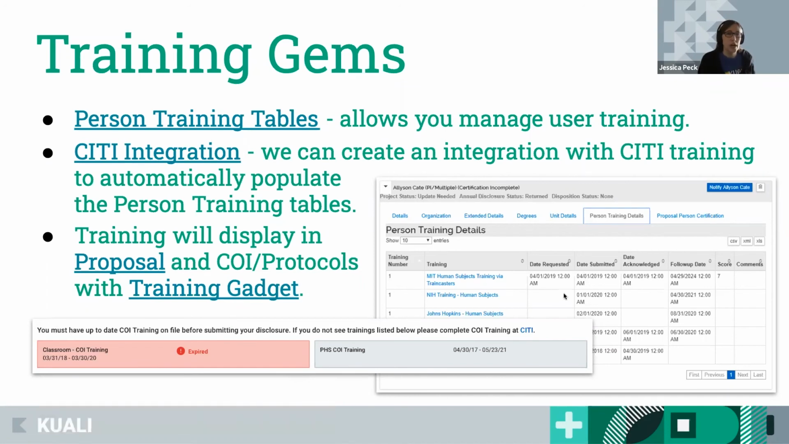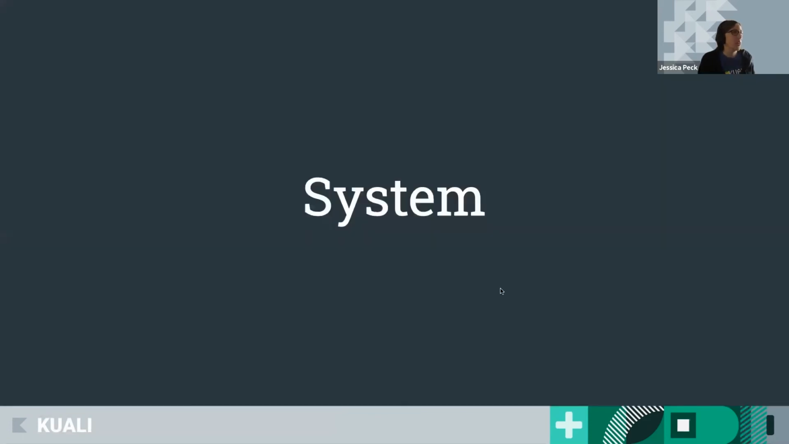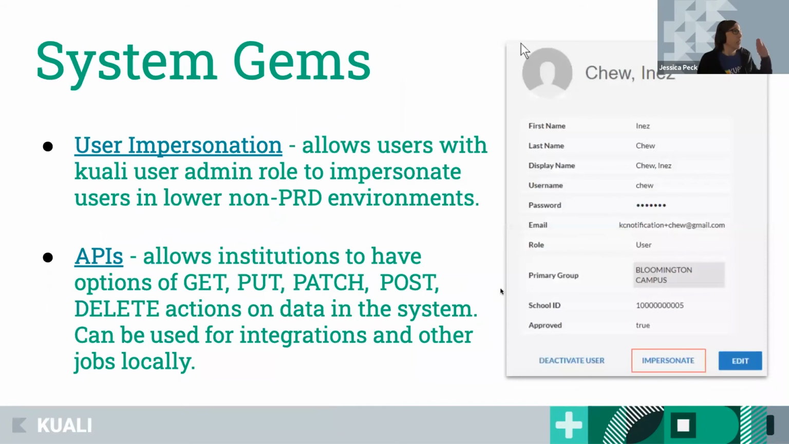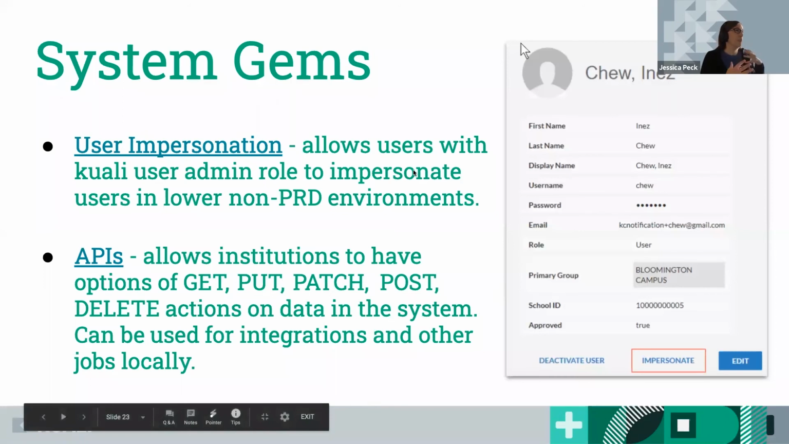All right, I know there were some COI questions. So let me just make sure. One more slide, guys. System gems. These are really great tools at a system high level function that can help you troubleshoot or manage information locally.